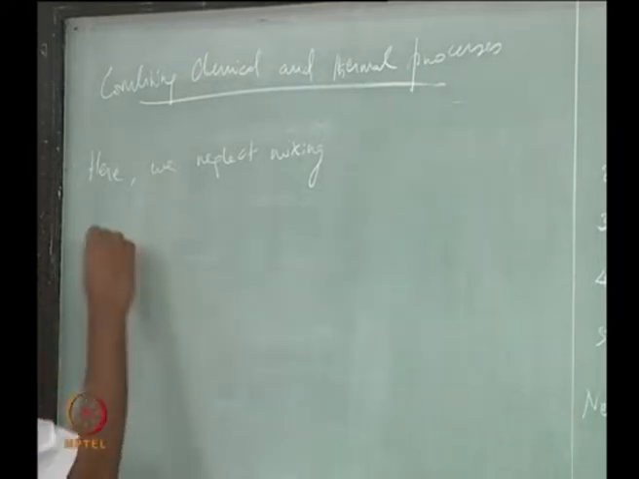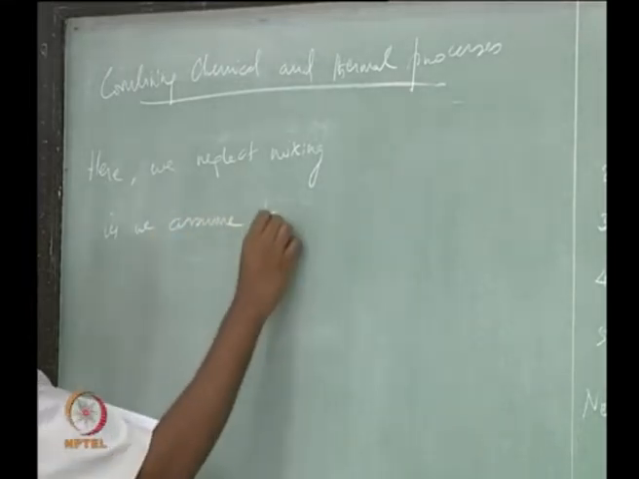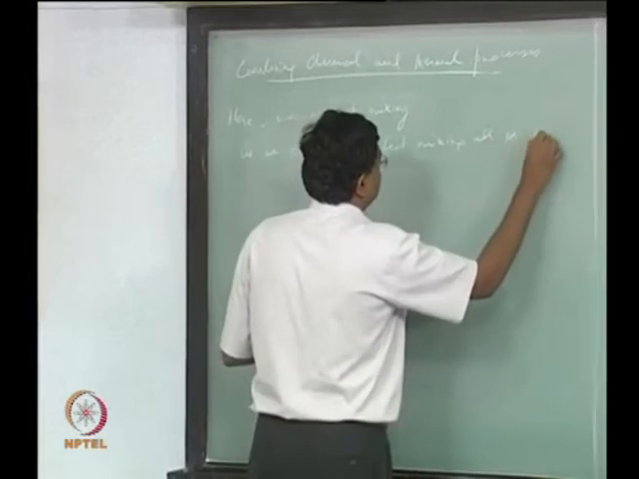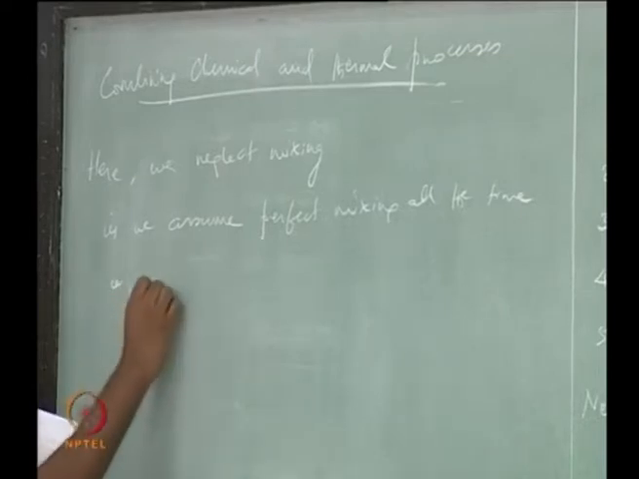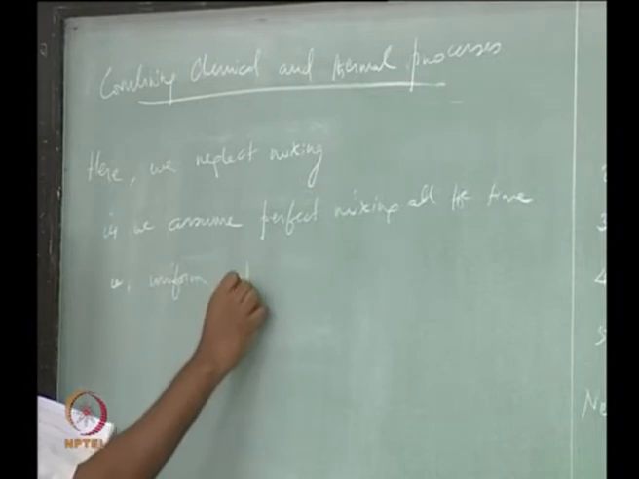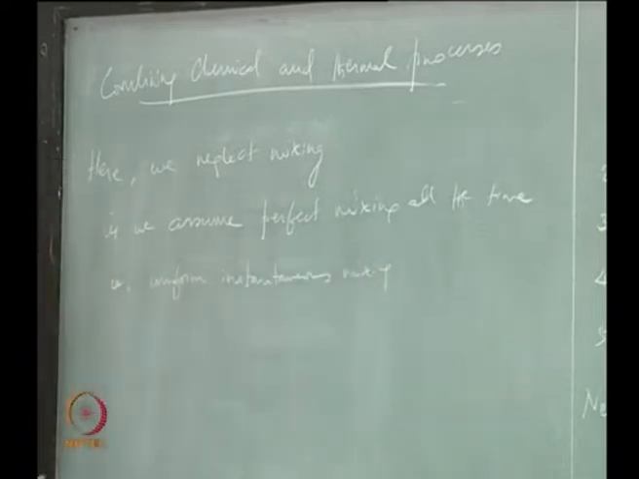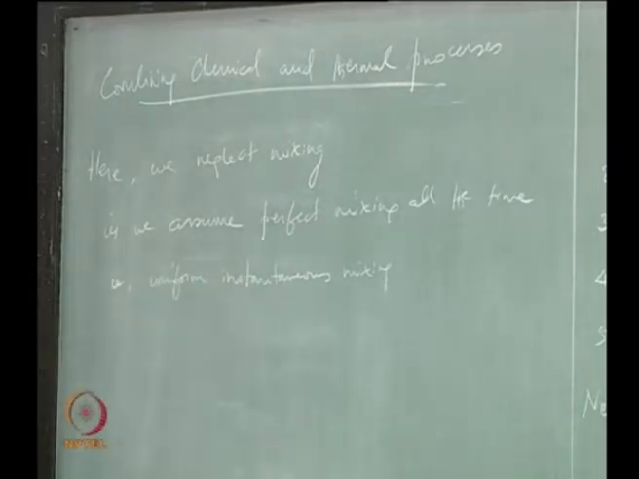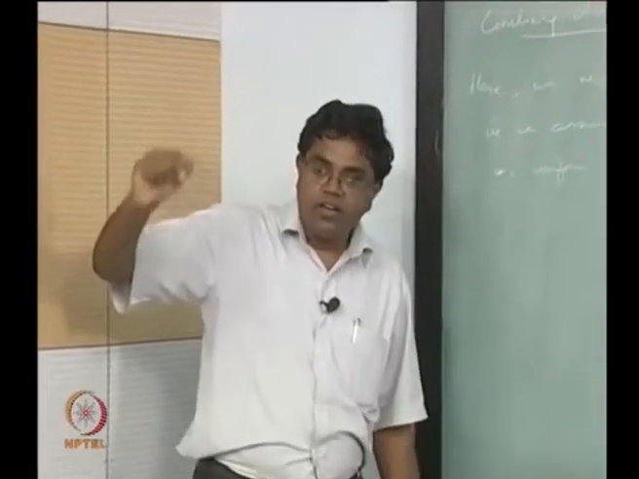So it's like we assume a perfect mixing all the time. That is, again, to further elaborate, we say uniform, instantaneous mixing, right? Uniform to cover space and instantaneous to cover time. That means at all times and in all places you expect mixing to happen uniformly. Therefore, any species that is there is there everywhere instantaneously.